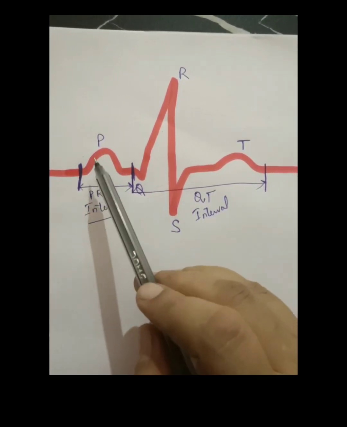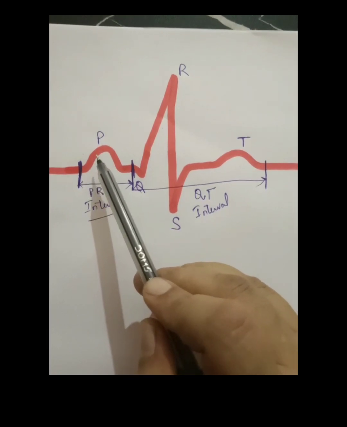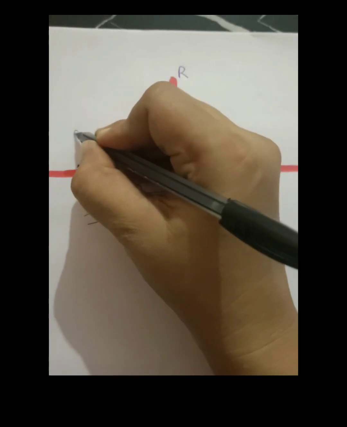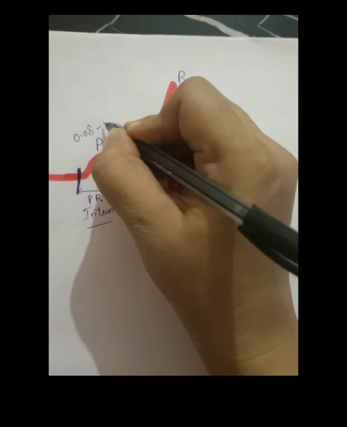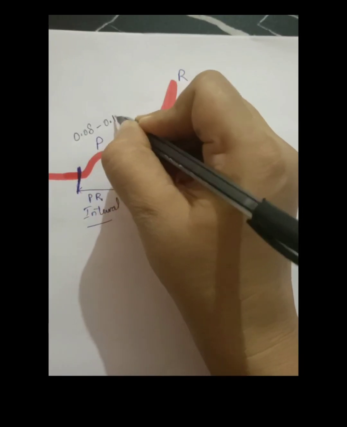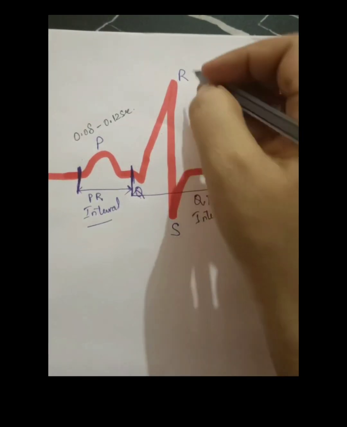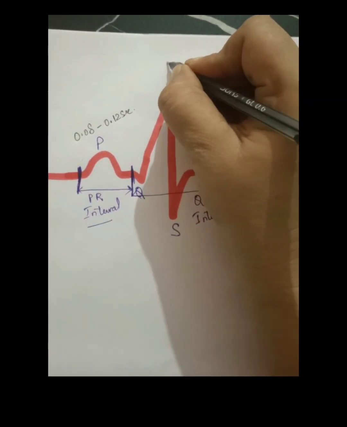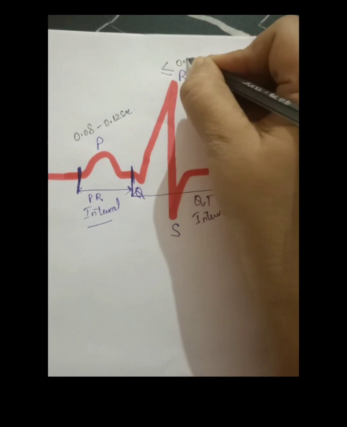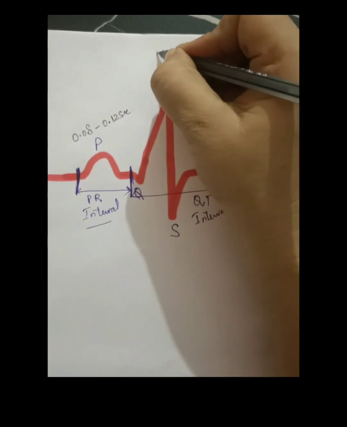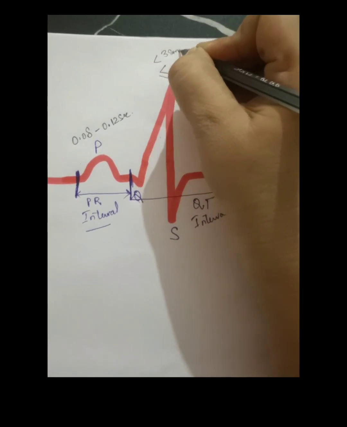Okay, so now the P wave lasts 0.08 to 0.12 second. Then we have the QRS. QRS should be less than or equal to 0.12 second, or you can say less than 3 small squares.